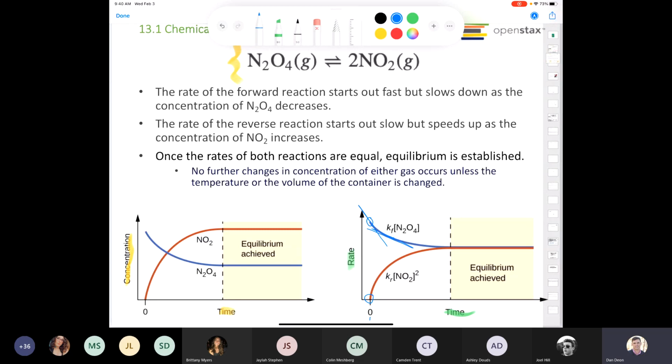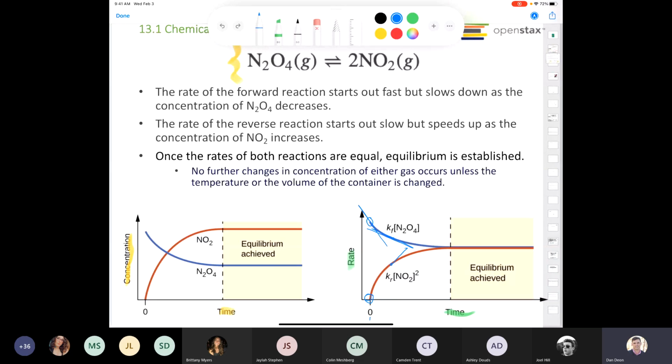And the rate of the reverse reaction is increasing. Here we have 0. It's not progressing at all, where the rate of the reverse reaction is 0. And then it's going to increase over time until they're both equal. So the rates of the forward and the reverse reactions are equal, and that is when equilibrium is established.